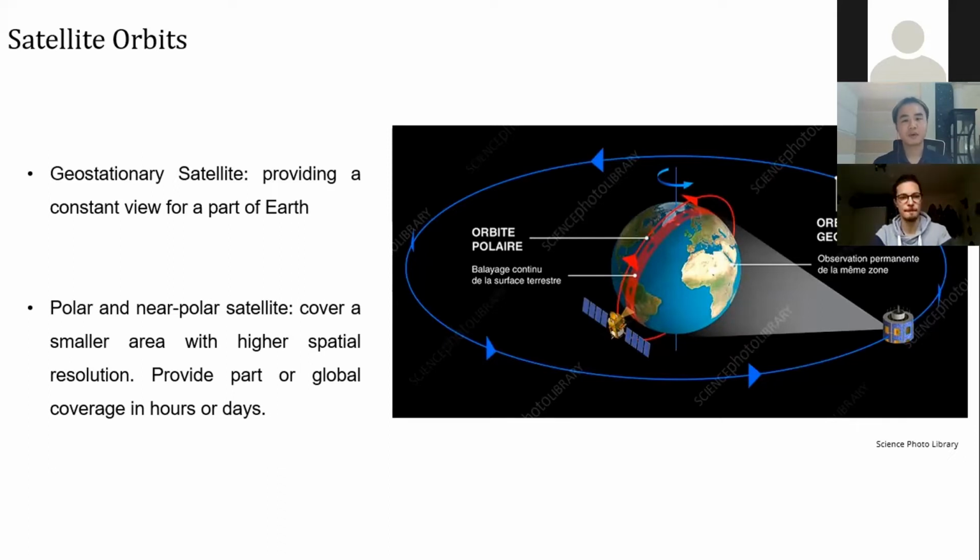Many polar satellites are also sun-synchronous satellites, which means they pass the same area at the same time every cycle. For example, today the Landsat satellite passed my home at 2 p.m. 16 days later, it will come back here around 2 p.m. and take another data set as well. This opens the opportunity for you to compare the changes of one area in different years.